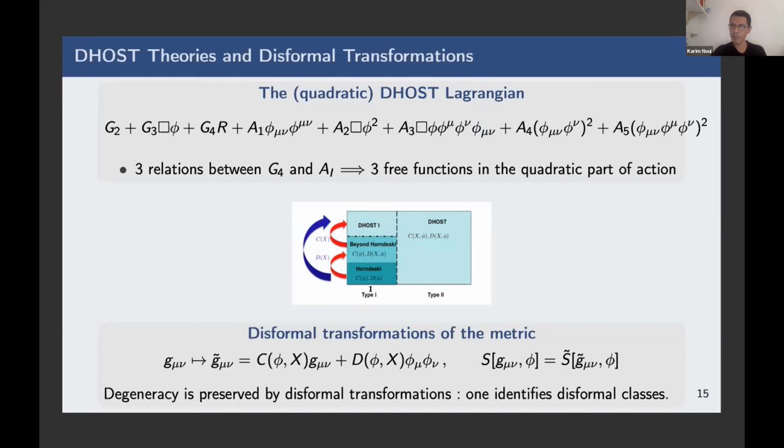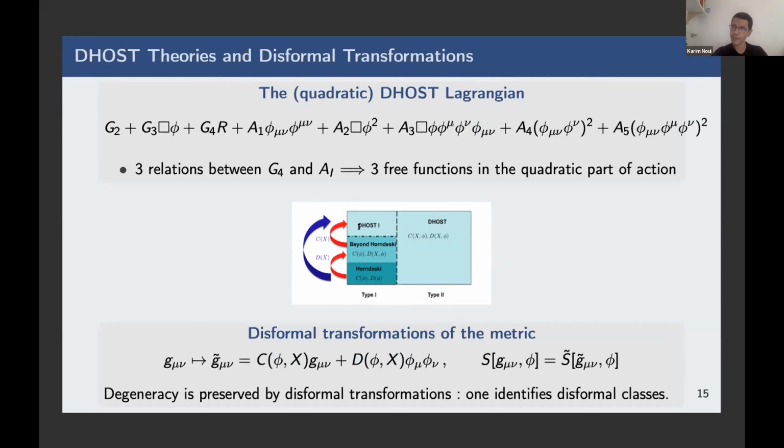So we have this picture. If you consider Horndeski theories and you make an arbitrary disformal and conformal transformation like this one, where C and D are arbitrary, you get the general DHOST in type 1.